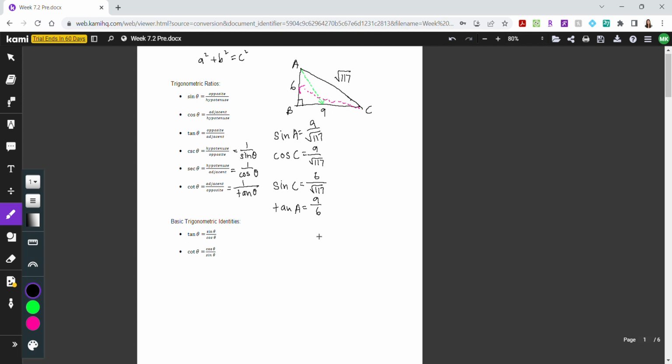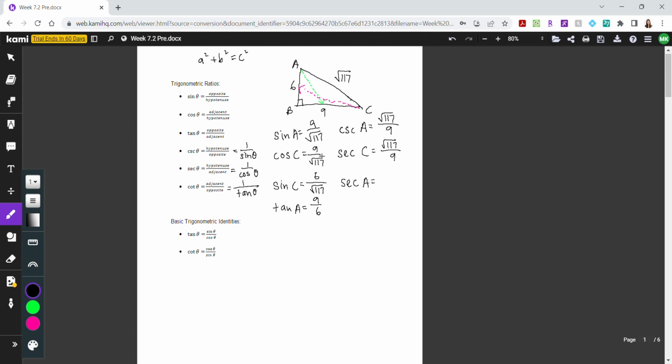Okay. Now let's look at cosecant A. I know that cosecant is just sine flipped, so in this case, it's hypotenuse over opposite for A. So we're just going to flip this upside down. So it'll be square root 117 over 9. Now secant C, I know secant is just cos flipped, so that means these two flipped. Square root 117 over 9.